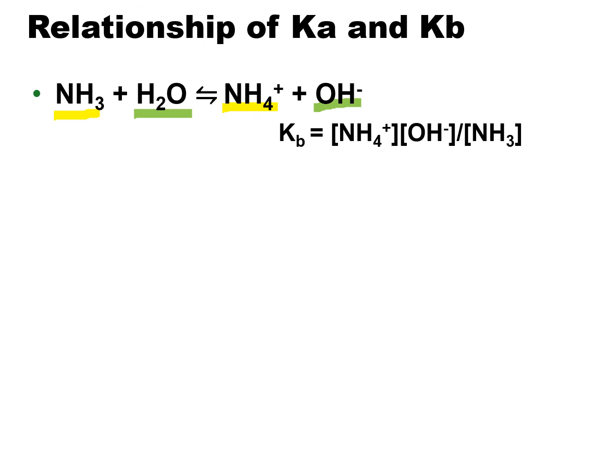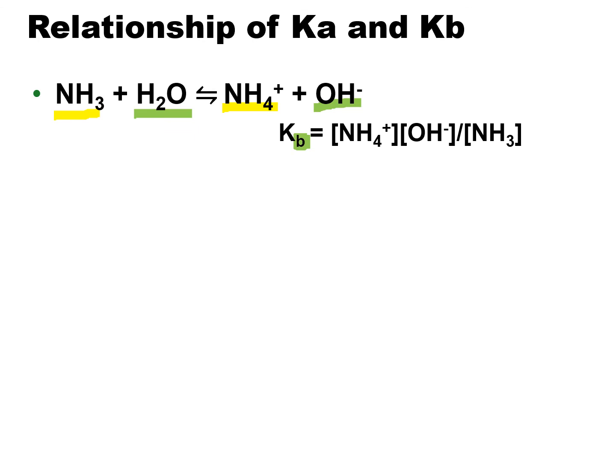So because this is a base, the equilibrium constant describing this equilibrium is going to be called Kb, and it's going to be written with the usual rules. So we put the two products' concentration on top, the concentration of the reagent at the bottom. Water will not appear because it's a heterogeneous equilibrium and water is a liquid.